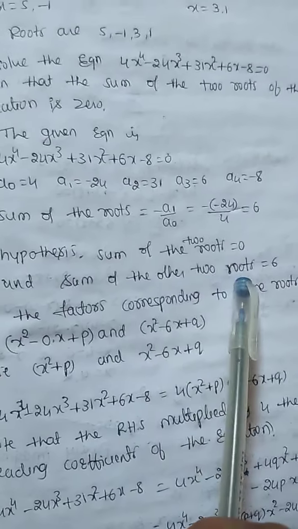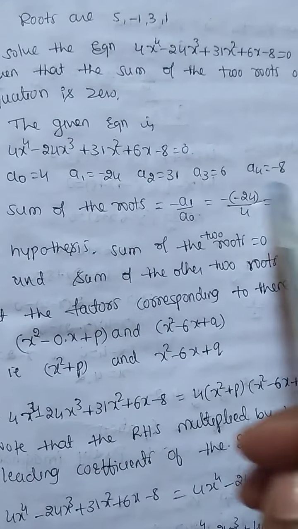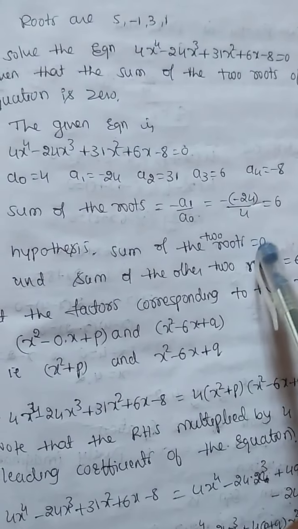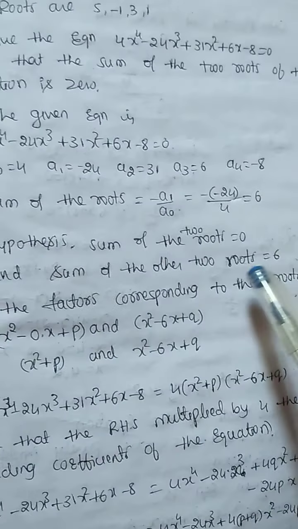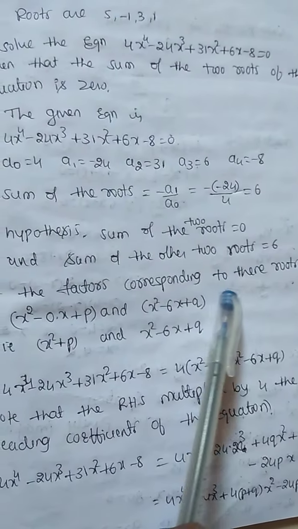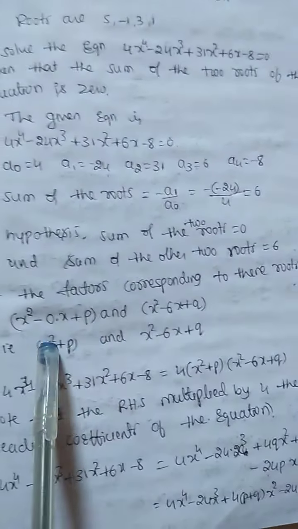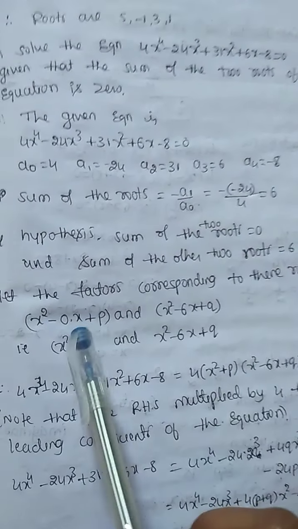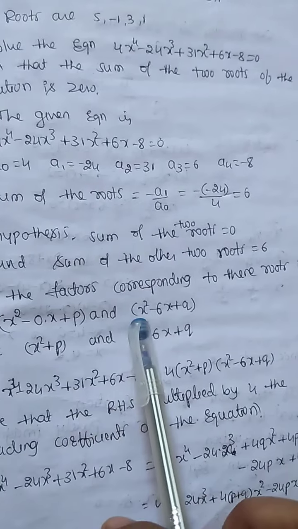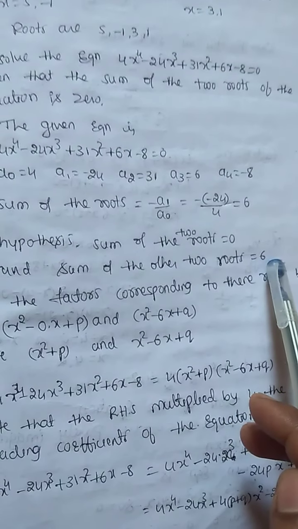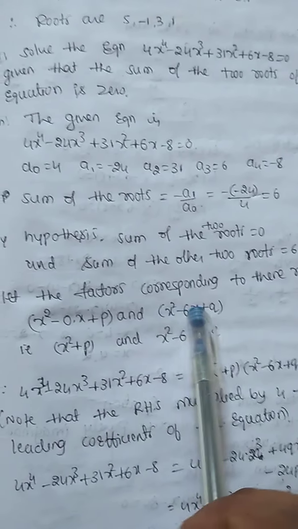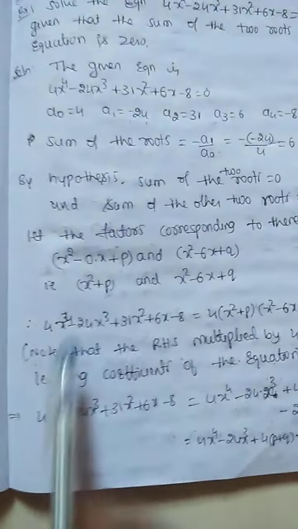Then the sum of the four roots is 6. In that, the sum of two roots is 0, so the sum of the other two roots is 6. Let the factors corresponding to these roots be x^2 minus (sum of roots 0) x, that is x^2 plus p, and x^2 minus 6x plus q.